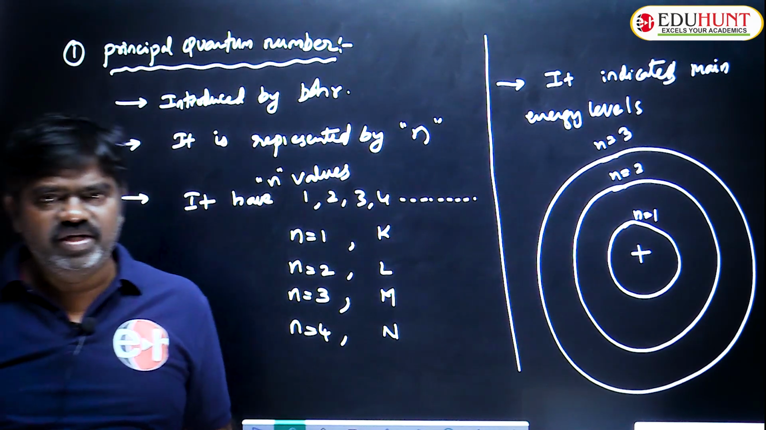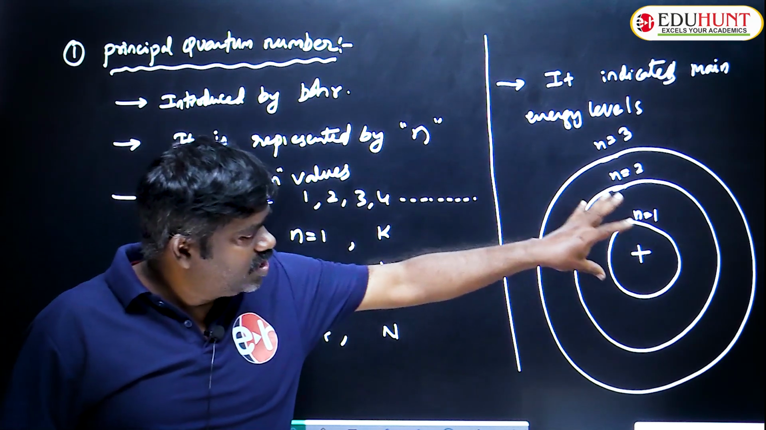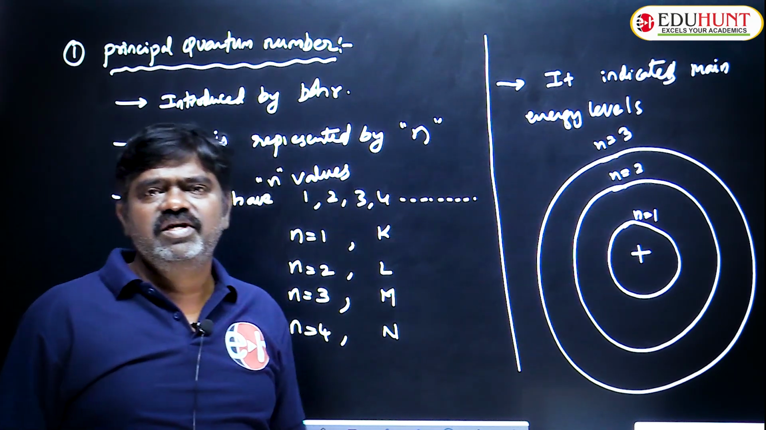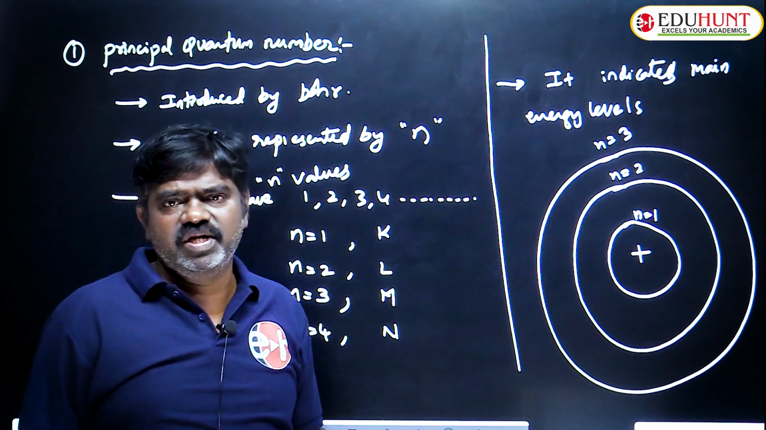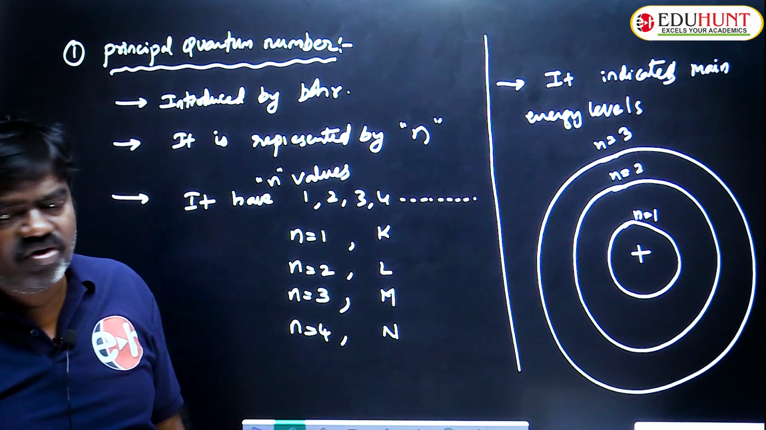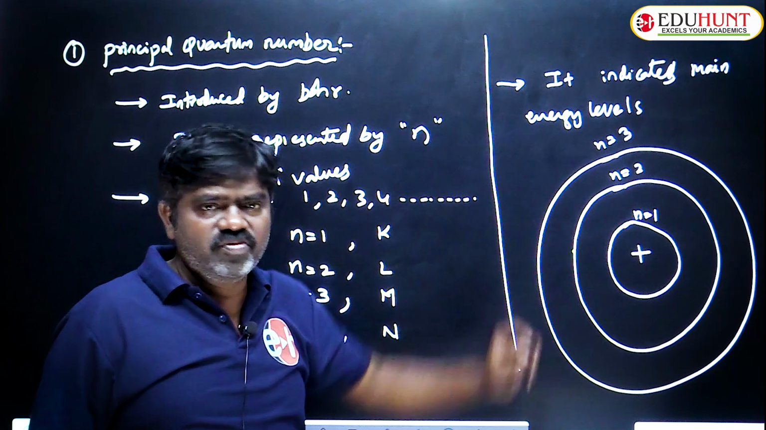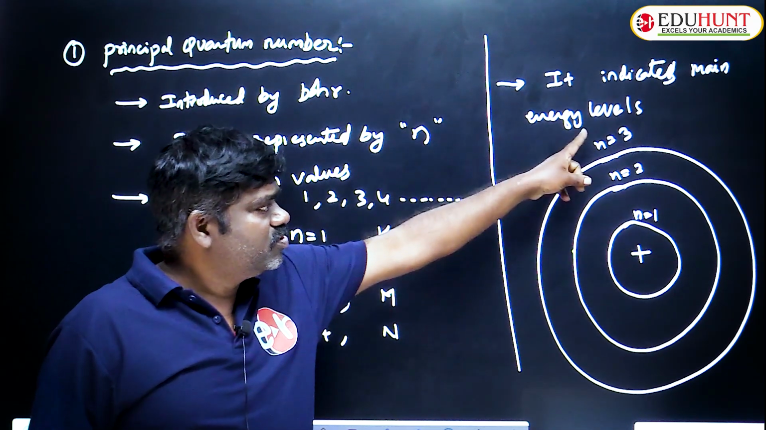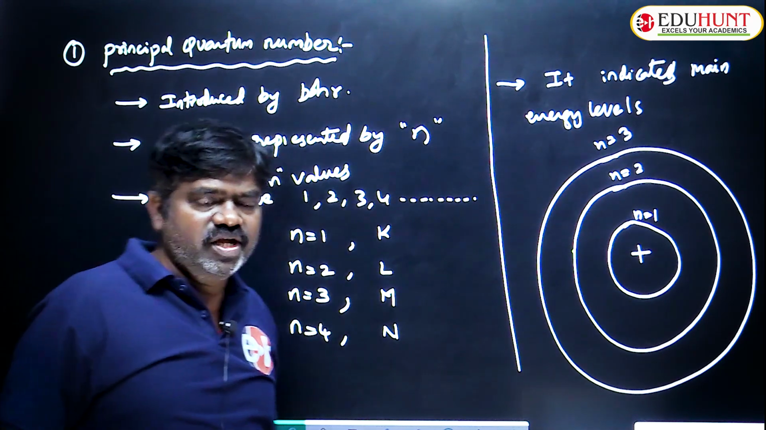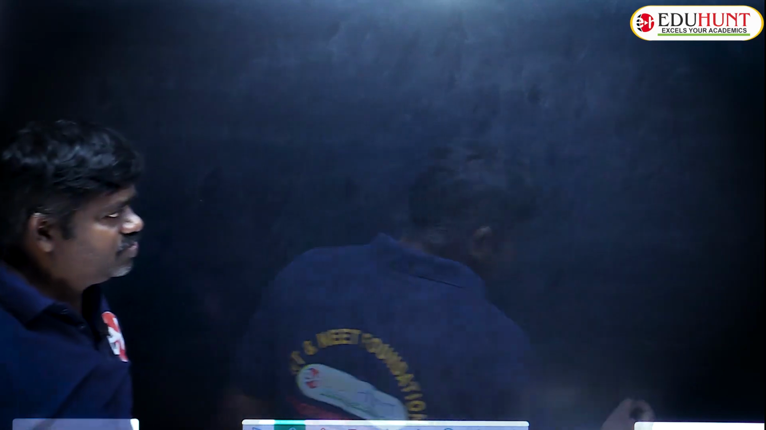We can explain the size of atoms based on the principal quantum number only. So, with principal quantum number n is equal to 1, 2, 3, 4 and so on, to explain the radius of atoms we require the principal quantum number.